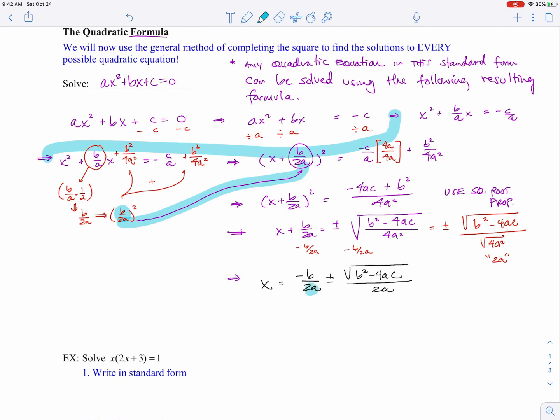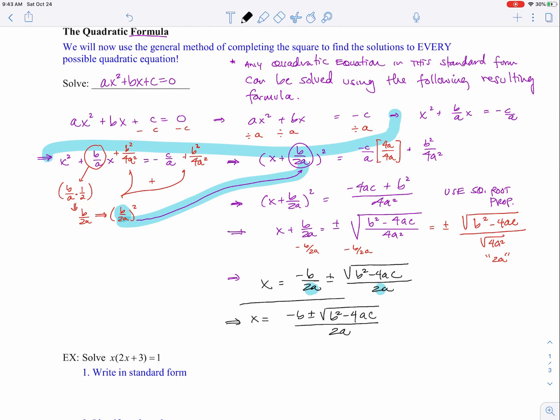And since they have a common denominator, I'm going to do one last thing. I am going to rewrite this in the following manner. This is x is equal to negative b plus or minus the square root of b squared minus 4ac all over 2a. And that, folks, is what we call the quadratic formula.